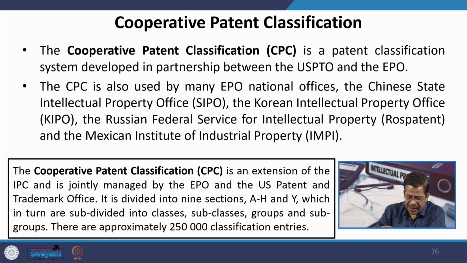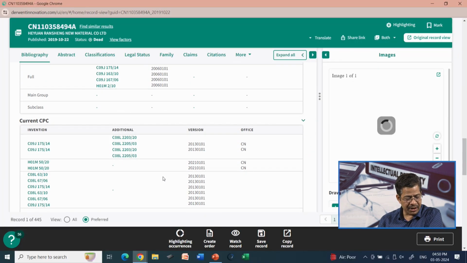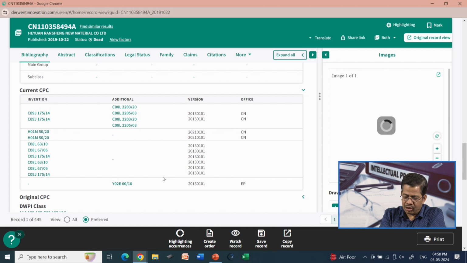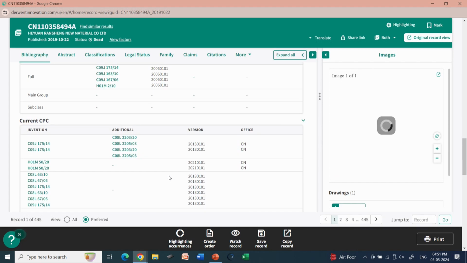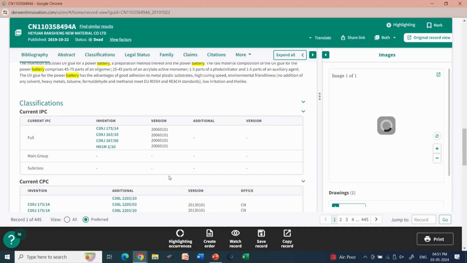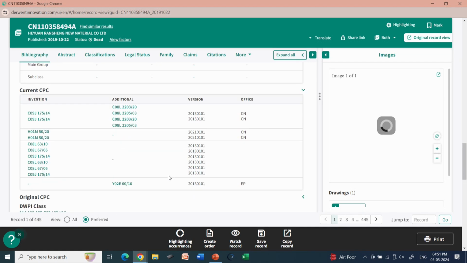So, if you go to the same patent document, we can see that there is one more classification number. At the top, there were 4 types of IPC numbers given, and then in the lower part of this document a large number of CPC numbers are also given. All the patents these days have an IPC as well as a CPC number, because they are classified using both the classification schemes.